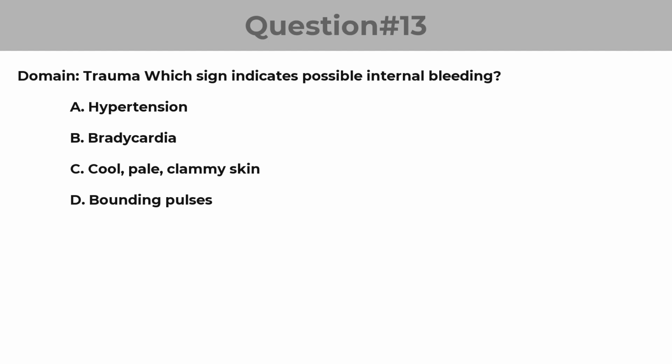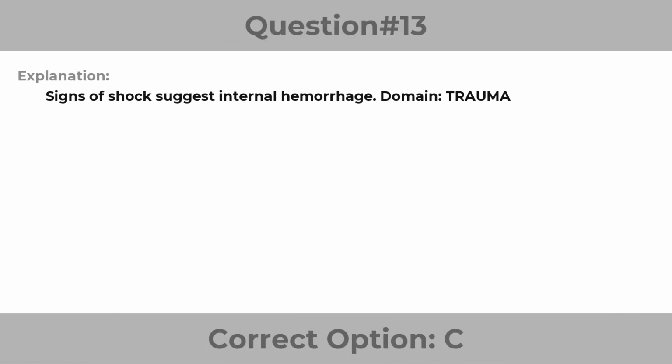Question 13. Domain, trauma. Which sign indicates possible internal bleeding? A. Hypertension. B. Bradycardia. C. Cool, pale, clammy skin. D. Bounding pulses. Correct answer, C. Explanation: signs of shock suggest internal hemorrhage.